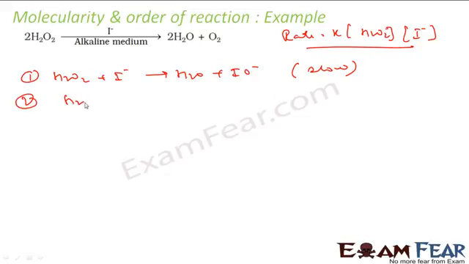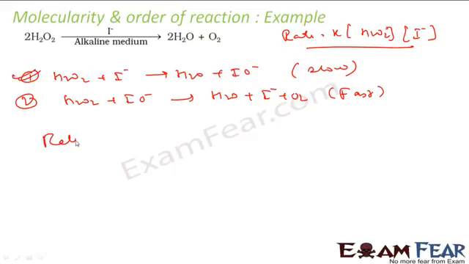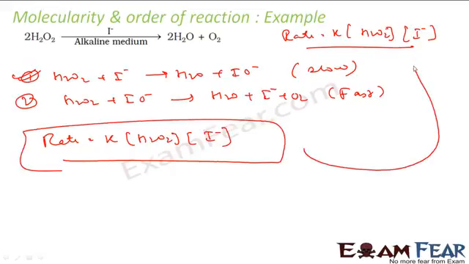Second step, what will happen? This H2O2 will react with IO minus to form H2O plus I minus plus O2. This is a fast reaction. You need not learn all this reaction. This is just to clear your concepts that the molecularity and order of the reaction are linked. So in these two reactions, if this is slow, we'll take this reaction. We can just say that this rate is nothing but K into concentration of H2O2 and concentration of I minus. And if you see, this is closely matching with the experimental value.